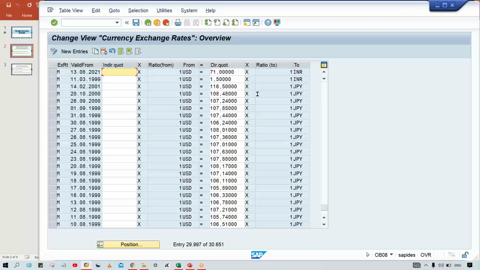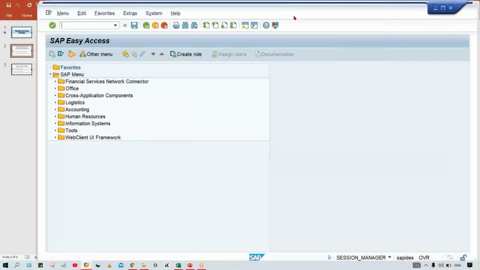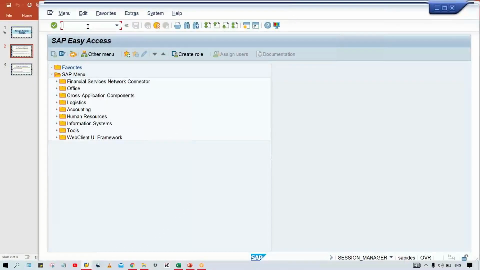Say for example, today is 14th, if it is not maintained, then whatever the latest rate is maintained, that is going to be picked up by the system. So I'll explain in a very simple way, guys. Don't worry. One by one things I'm going to explain. There is a logic behind each and everything. Okay, first of all, you go to FB50 and I'll post it.